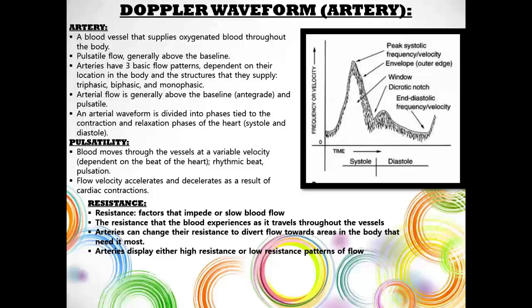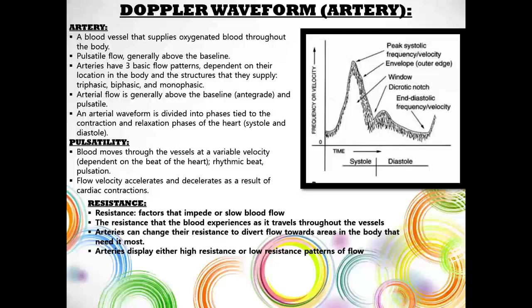All right, so just a little bit of information about arteries and veins is what we're going to go into next. Arteries are the vessels that take the oxygenated blood from our heart and our lungs and move it throughout the body. Arteries are going to be pulsatile. Generally, the flow is going to be above the baseline for arteries. And arteries are going to have three basic flow patterns: triphasic, biphasic, and monophasic. Arterial flow is generally above the baseline, antegrade flow, and pulsatile.